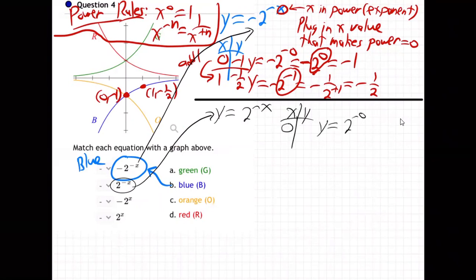y equals 2 to the minus 0, which is just 2 to the 0, which is 1. Over 0 up 1. And then you just add 1, plug in 1. This is 2 to the minus x. 2 to the minus 1, what is that? That's a half, right? It's 1 over 2 to the positive 1, which is just a half.